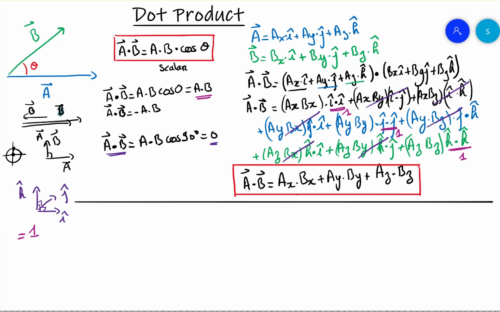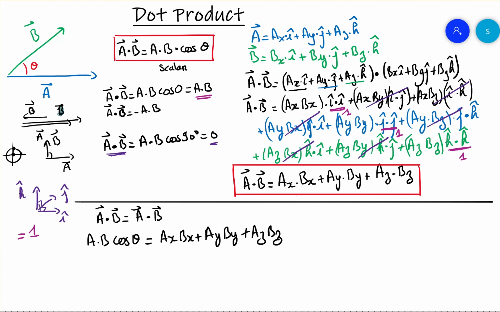Okay, so if you write that a dot b is equal to a dot b, that we all agree with, and we take on the left the first formula, and on the right the second formula, it means that if we have any unknown, just one in this formula, we are able to find it. So let's say the unknown here is theta, the angle.